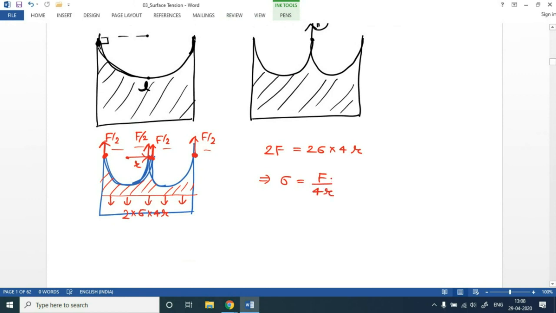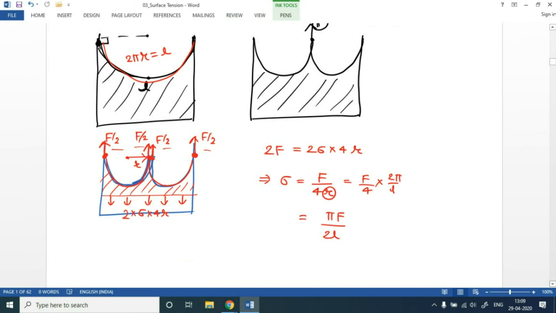And now you must realize that the total length of this thing was nothing but L, and this length is pi r, this length is pi r. So 2 pi r is equal to L over here. So in place of r, since the given quantity in this question is L, we can substitute L, and what we will be getting here is F by 4, and r we are substituting with L by 2 pi. So we get pi F by 2L. That would be the surface tension in this case.